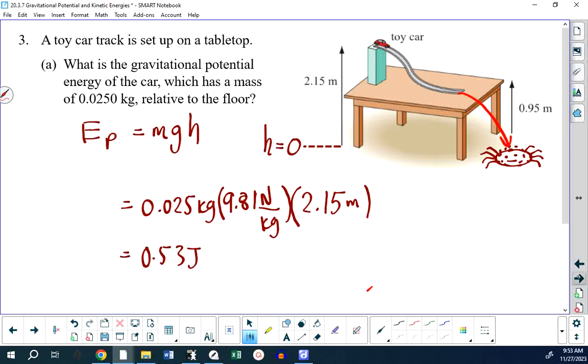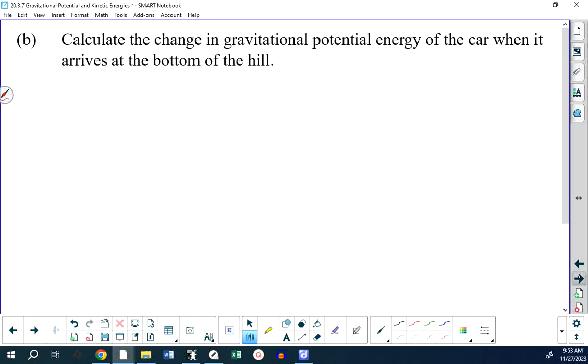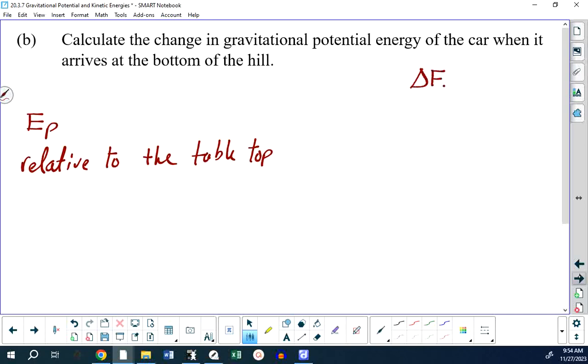Okay? B, what is the change in gravitational potential energy of the car when it arrives at the bottom of the hill? I just want to point out to you that I could have said, what is EP relative to the tabletop? I don't have to say what is the change in gravitational potential energy. If I take a change in gravitational potential energy approach, then I use mg delta h.